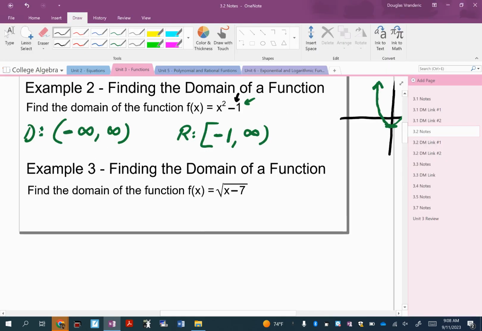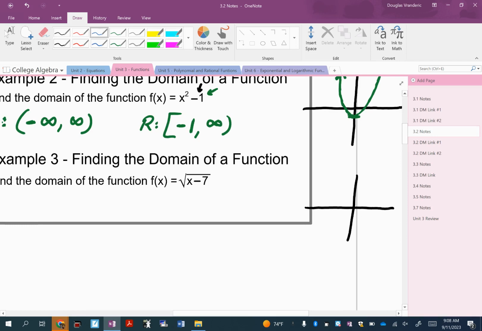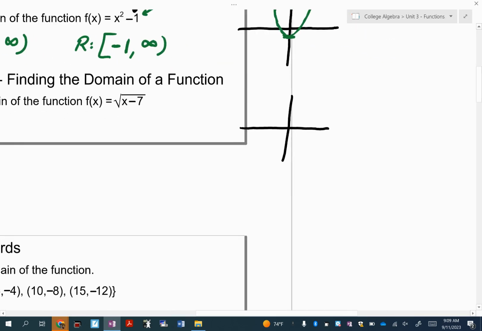Let's try one more from the actual function. This is called a square root function. Again, I'm hoping you remember what this looks like. It's kind of half of a parabola, but on its side. And because of this -7 inside the radical, it's actually going to move this 7 units to the right. So it's going to start over here. And again, like I said, it's kind of half a parabola, but on its side.